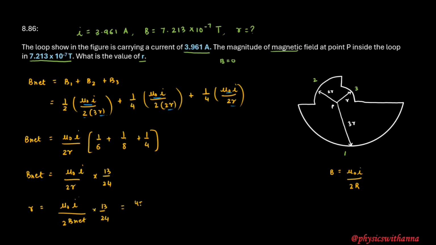Mu naught is 4 pi times 10 to the power negative 7. I is 3.961, into 13 over 2 times the net magnetic field, which is 7.213 times 10 to the power negative 7, into 24. That gives you the value of R as 1.868 meter.